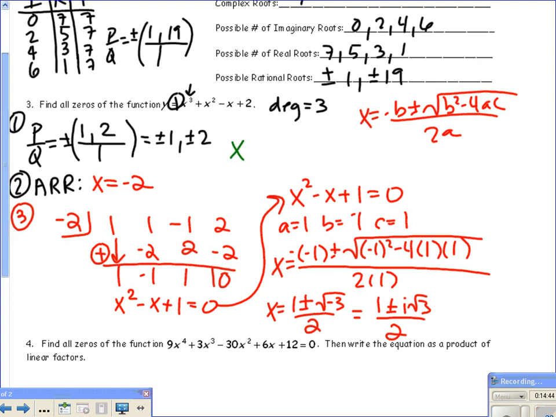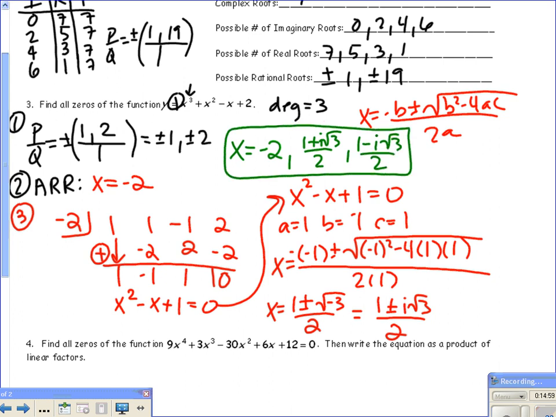So then now I have all my solutions, which I'm just going to write up top here. So x is equal to negative 2 is one of my solutions. 1 plus i root 3 over 2 and 1 minus i root 3 over 2 give me my other two solutions for a total of 3, so I know I'm done with the equation.